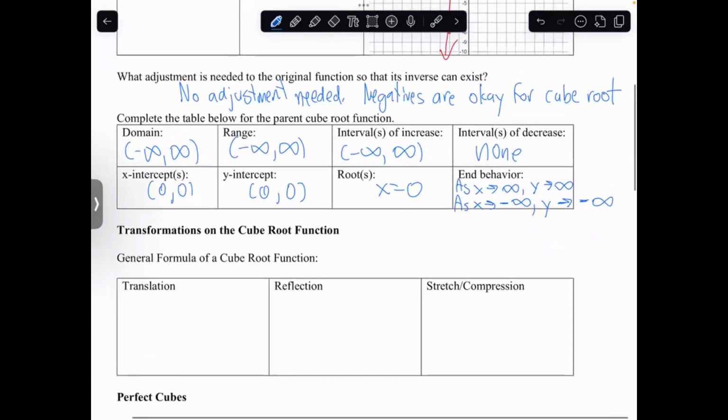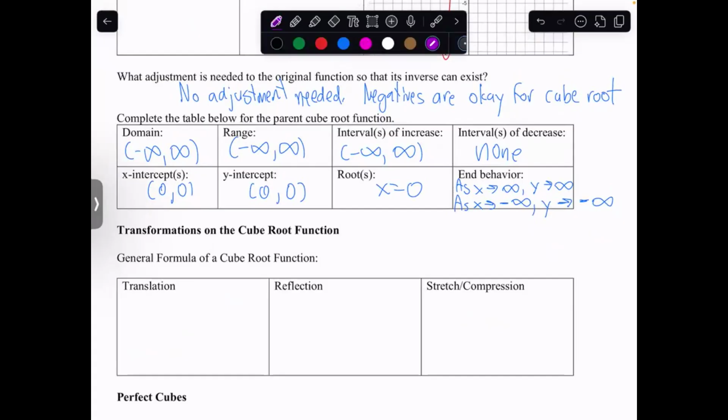All right. So transformations of the cube root function, well, they're going to be exactly the same, except a cube root instead of a square root.